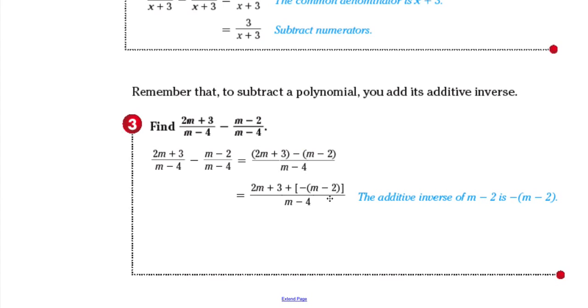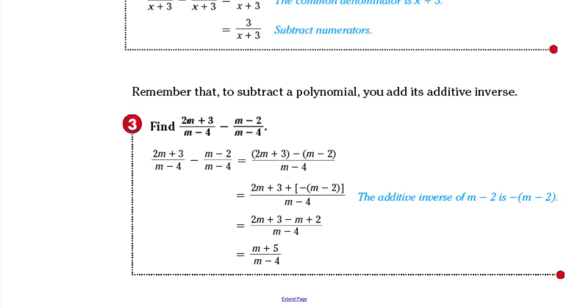minus 2, okay, which is actually, this should be plus 2 right here. So when you distribute the negative, this becomes plus 2, which will be our next line. So that becomes 2m plus 3 minus m plus 2 after you distribute the negative 1. And then you add the like terms together, you end up with m plus 5 all over m minus 4. Okay?